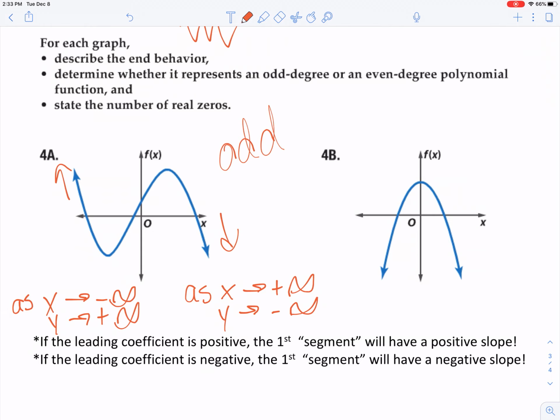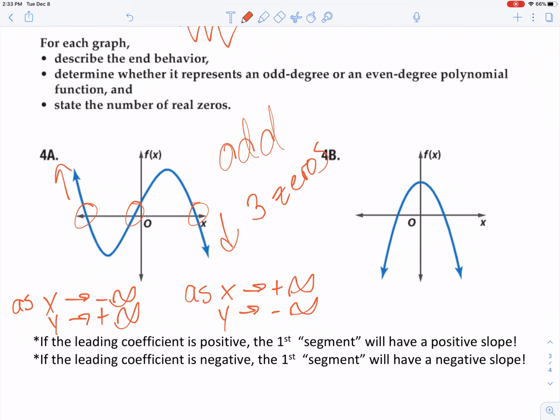And, oh, one more fun thing we're going to do is talk about the number of real zeros. That's the number of times it crosses the x-axis. No imaginary numbers, x-axis. So since this one crosses 3 times, this one has 3 zeros.